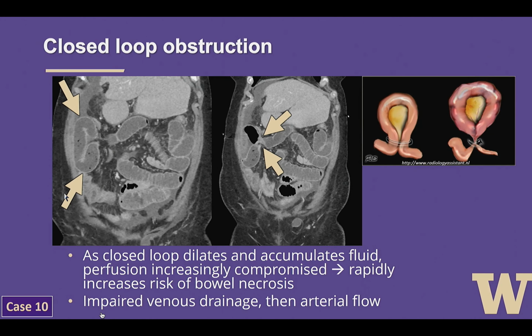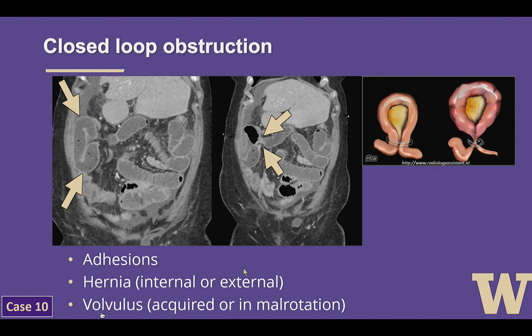These are high-risk obstructions because as the closed loop dilates and accumulates more fluid, you're risking initially venous outflow and then ultimately arterial flow, resulting in bowel necrosis. And closed loop obstructions can be caused by adhesions, internal or external hernias, or volvulus.